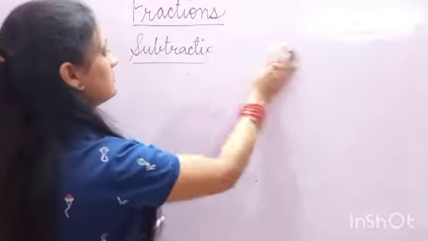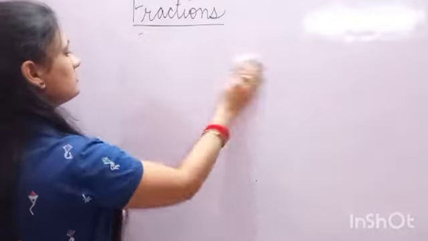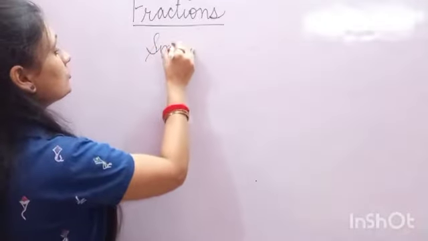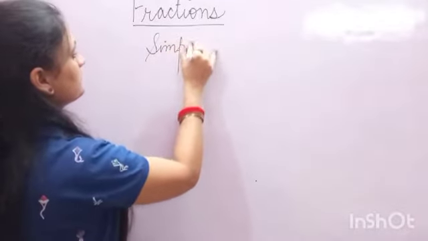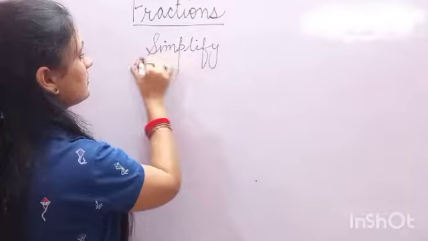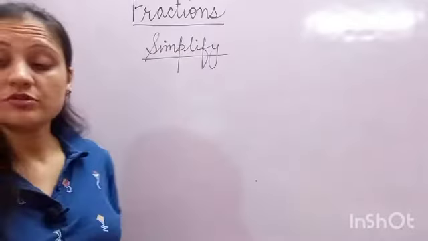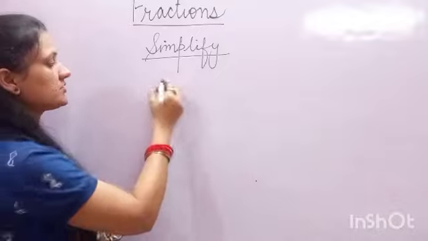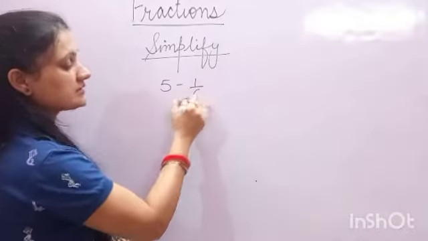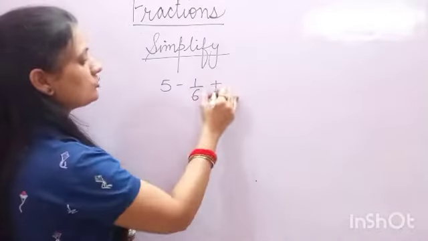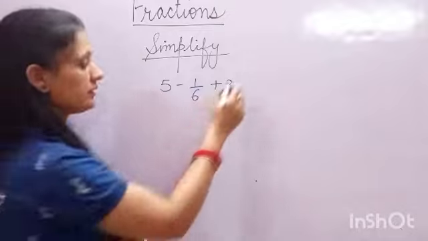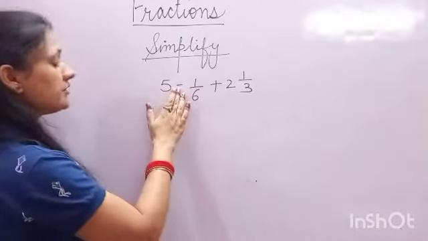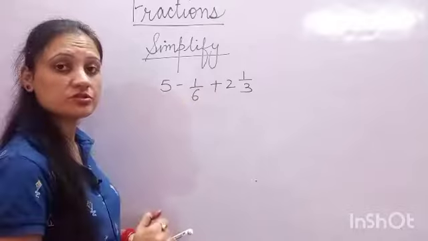Now, how to simplify. Suppose both operations are given together, then what do you have to do? Suppose they have given you add and subtract together. What do we do? Suppose it is given 5 minus 1 by 6 and then plus 2 whole 1 by 3. Suppose this type of question is given, then what to do? You can see subtraction is also there, addition is also there.